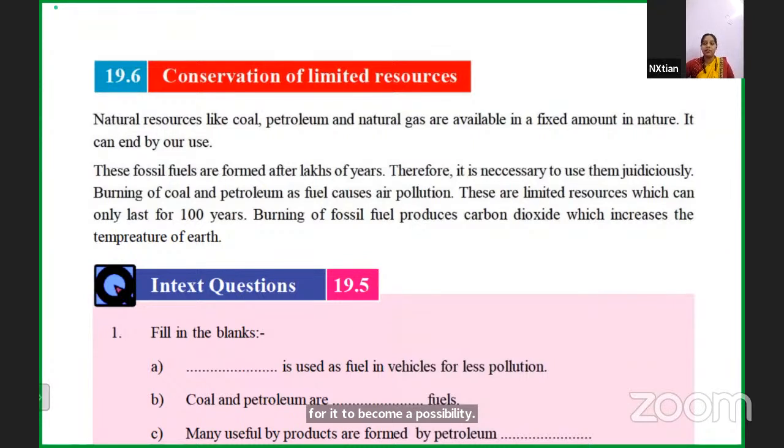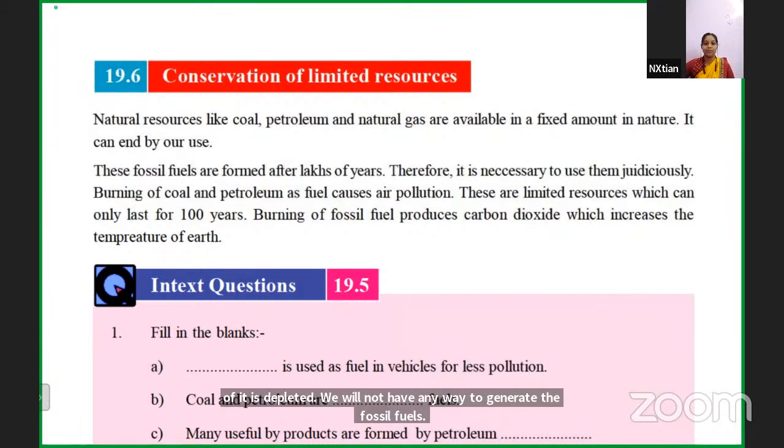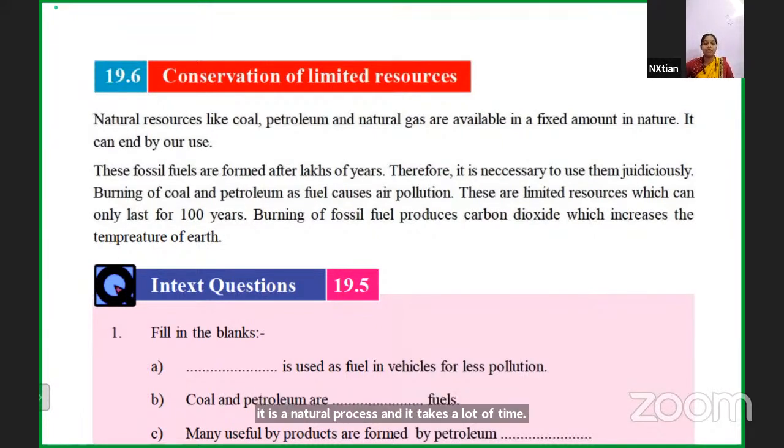So the fossil fuels that we have now have already taken lakhs of years to become the fossil fuels that we are using now. Right. So if all of it is depleted, we'll not have any way to generate the fossil fuels because it is a natural process and it takes a lot of time. That is why we have to think of how to conserve them, how to use them only when it's necessary.